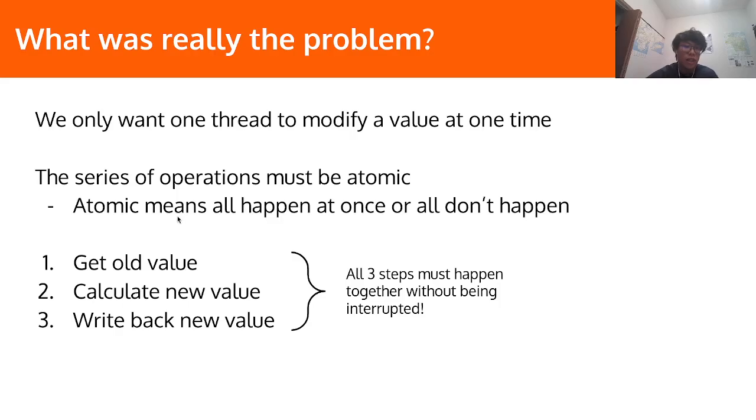In concurrency, we call this an atomic operation. So basically, the series of operations must be atomic, and it means that the whole series of transactions will happen together without interference, or they just will not happen at all, right? The key idea here is that we only want one thread to modify the value at one time. So we want friend A to do the whole updating of $80 before friend B does the whole updating of $80, or vice versa: friend B does all three steps before friend A does all three steps.